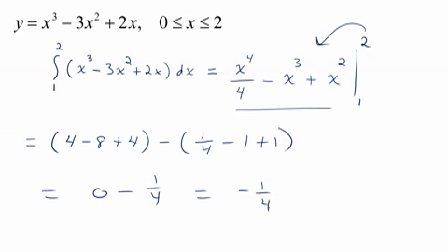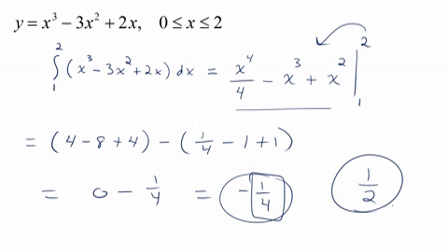It's negative because the area is below the x-axis. However, the problem does not want that. The problem wants the actual total area that we would have. So we had from the previous definite integral 1/4. This area, even though it's negative, the actual area is 1/4. So the total amount of area bounded by the curve and the x-axis from 0 to 2 would be 1/4 plus the previous 1/4, which is equal to 1/2.